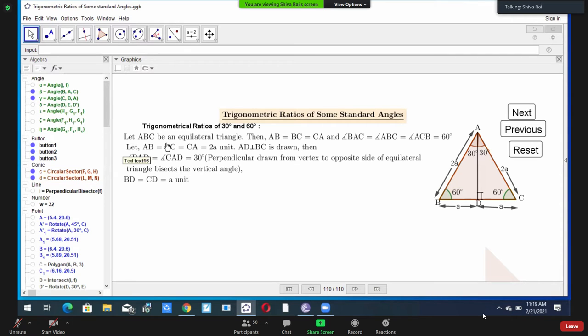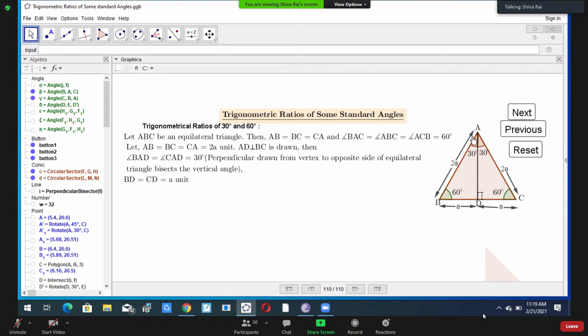Now we are supposing, already I said, let AB equal to BC equal to CA equal to twice A unit. Twice A means you can suppose like this, twice A centimeter. A means it has some value. It may be a centimeter, it may be inch, it may be any. Now after this, look here, AD perpendicular to BC is drawn. So this AD divides BC into two equal parts.